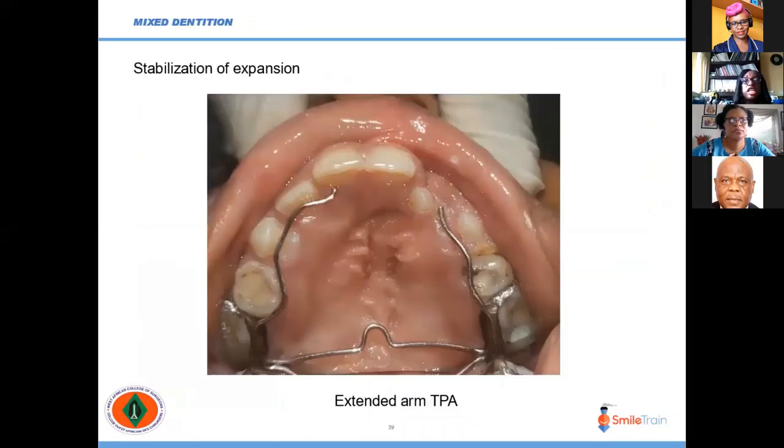Now, once finishing expansion, it is very important to stabilize, because if you don't stabilize, then the arches will collapse. A fixed stabilizer is very useful. The extended transpalatal arch has the advantage of your being able to keep it in the mouth. If you make it a little bit shorter, you can keep it in the mouth even when the patient goes for alveolar bone grafting, so it can maintain what you have achieved.